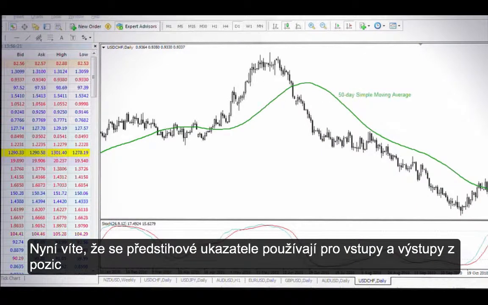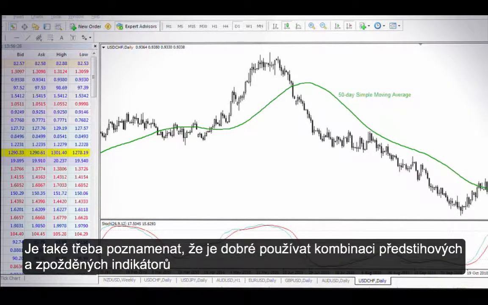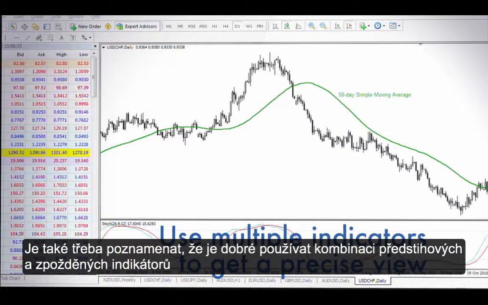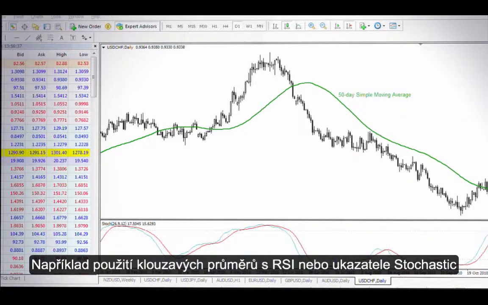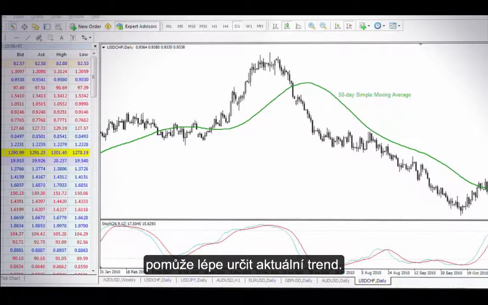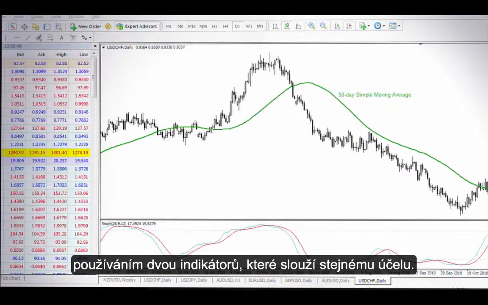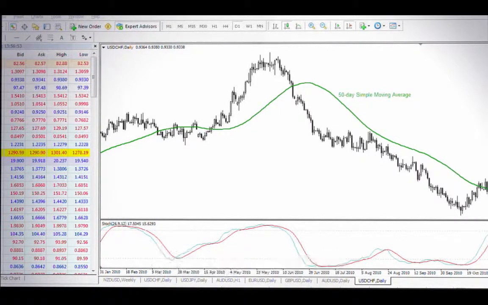Now you know that the leading indicators are used to know entry and exit points, and the lagging indicators for trend determination. It should also be noted that one should use a mixture of leading and lagging indicators in order to get the precise view. For example, using moving averages with RSI or stochastic would help determine the trend in a better way. However, you should not try to overcomplicate the analysis by using two indicators which serve the same purpose. For example, using MACD and RSI.